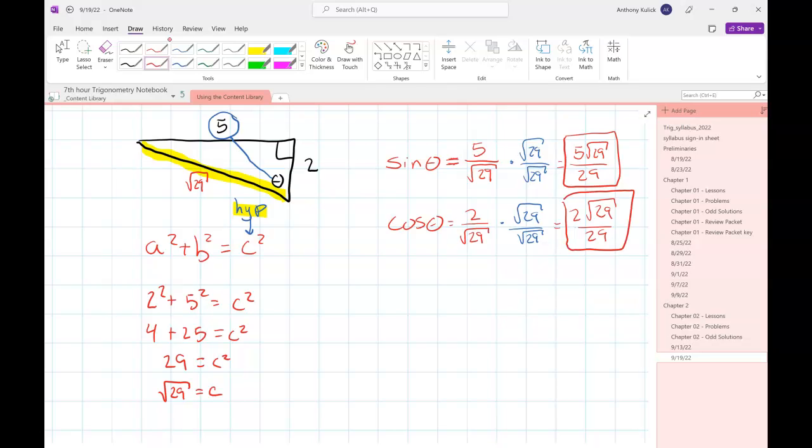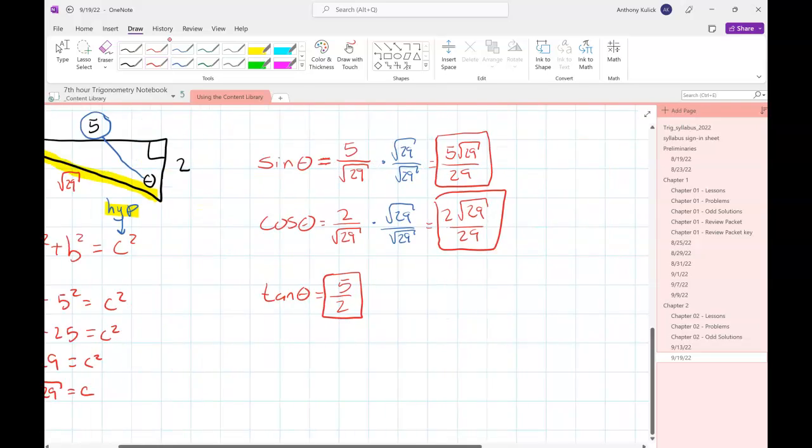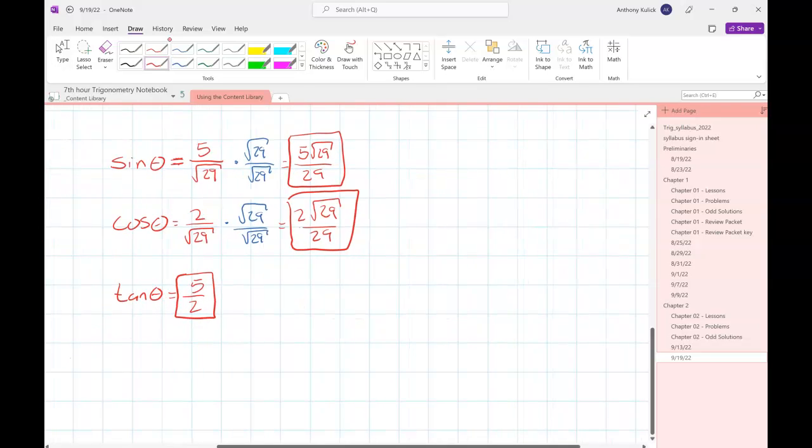Okay. Next one is tangent. Tangent is opposite over adjacent. Great. What's opposite? What's adjacent? Anything I've got to do to that? Looks good to me. All right, my 3 new ratios now.